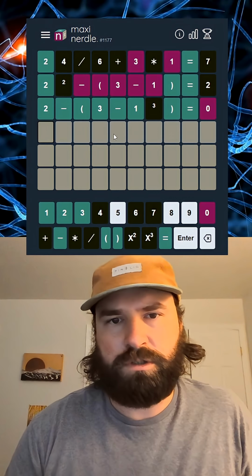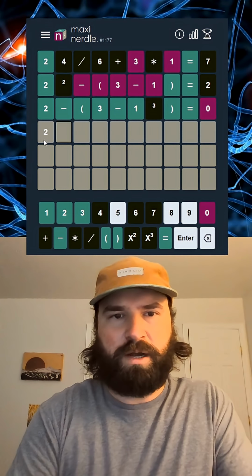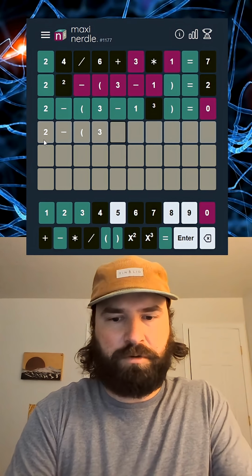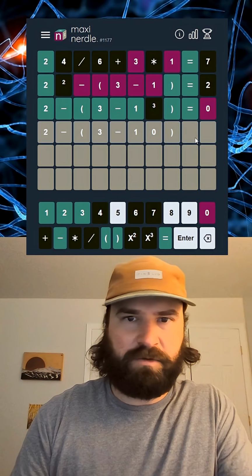Ooh, so close. Minus 10. Oh, it's 9, okay. 2 minus minus 7. So 3 minus 10 is negative 7. 2 minus negative 7 is 2 plus 7, which equals 9.